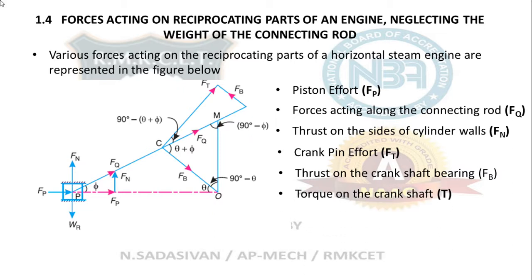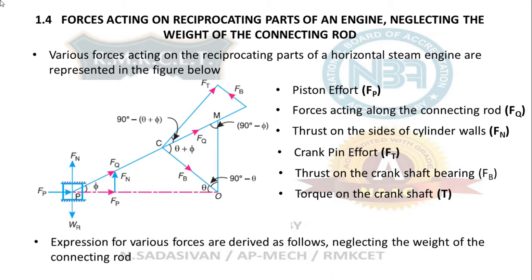Then the torque on the crankshaft. Eventually, the torque is the aim of operating an engine, to give torque on the crankshaft. That is the end result that I want. The torque will drive your wheels. It will drive the flywheel, and the flywheel will in turn drive everything in your transmission.